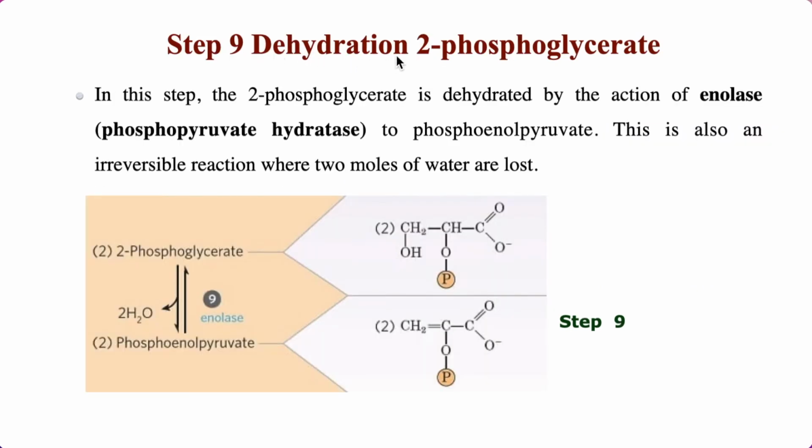The 9th step is the dehydration of 2-phosphoglycerate. So what happens here is 2-phosphoglycerate is converted to phosphoenolpyruvate with the help of the enzyme enolase. You can see the structure here. 2-phosphoglycerate is converted to phosphoenolpyruvate. So OH is removed here and a double bond forms. You can see the double bond here, also a double bond. The remaining is the same. Here water is lost.